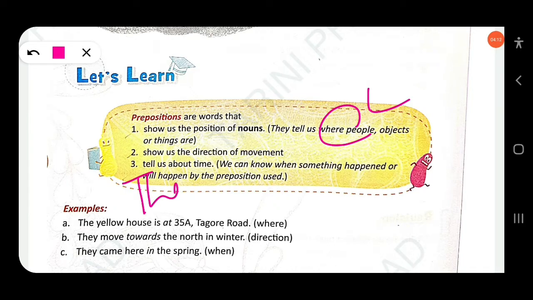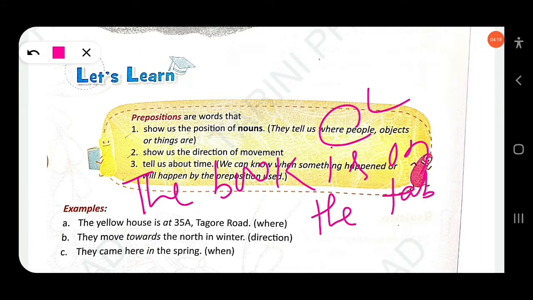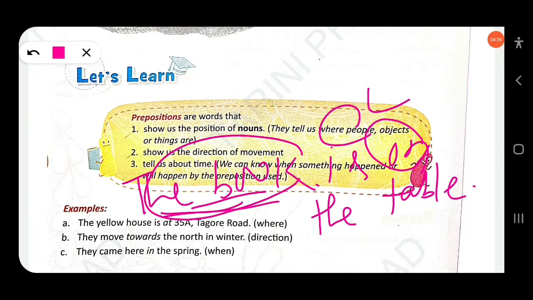Suppose we take an example: The book is on the table. Here the preposition tells where the book is. In the previous sentence we found where the person lives, in India. Here the object, the book, is on the table. So on creates the relationship between the book and the table.